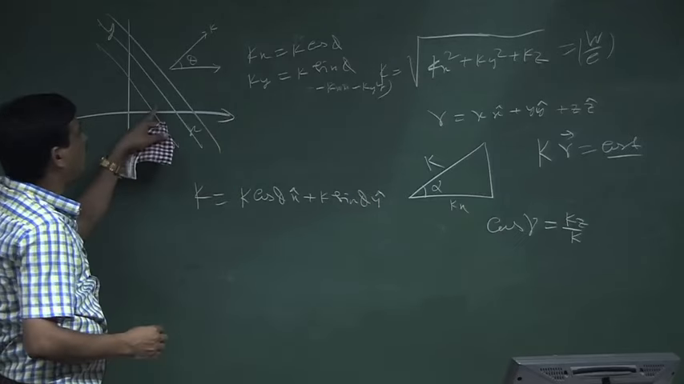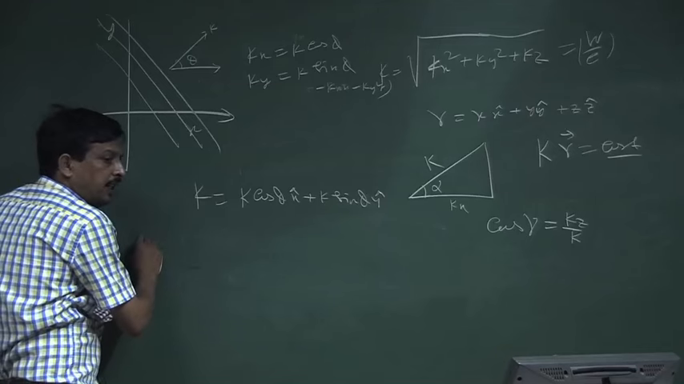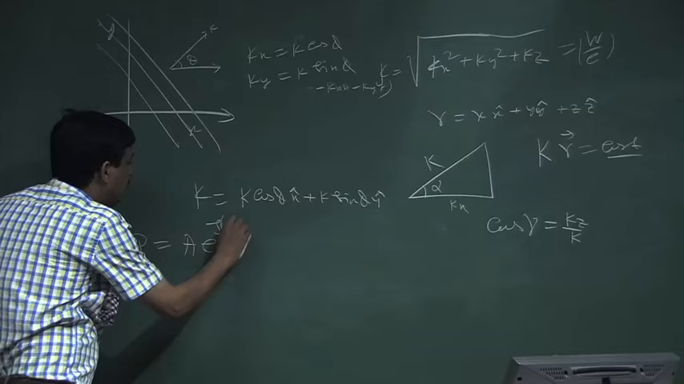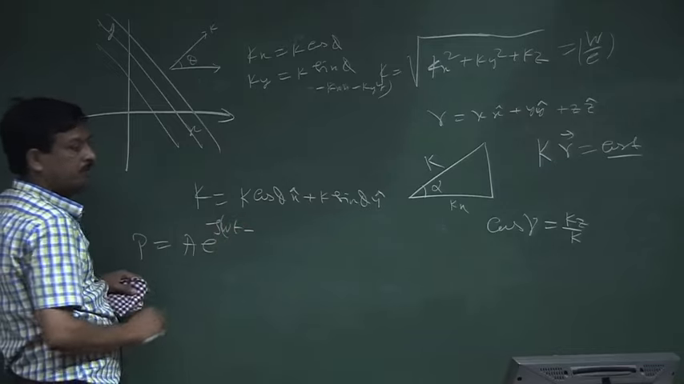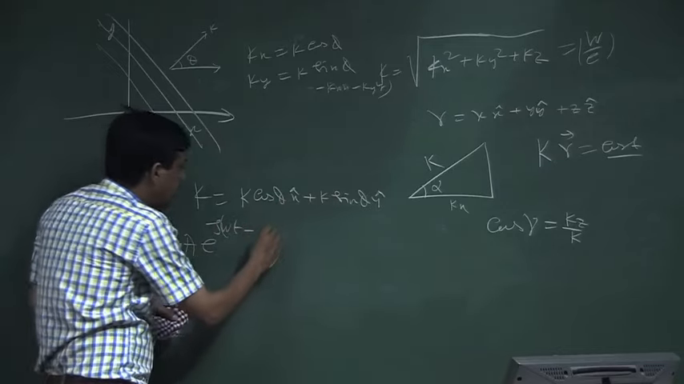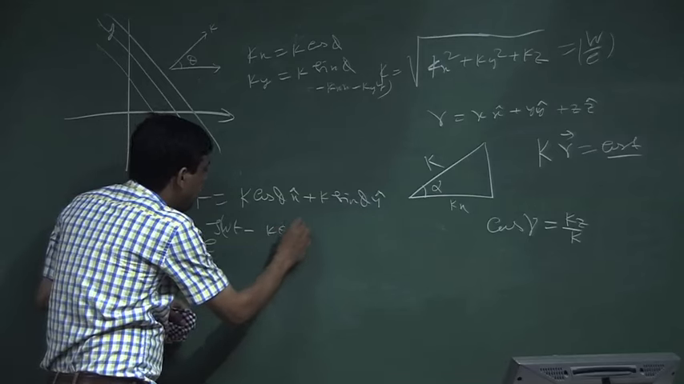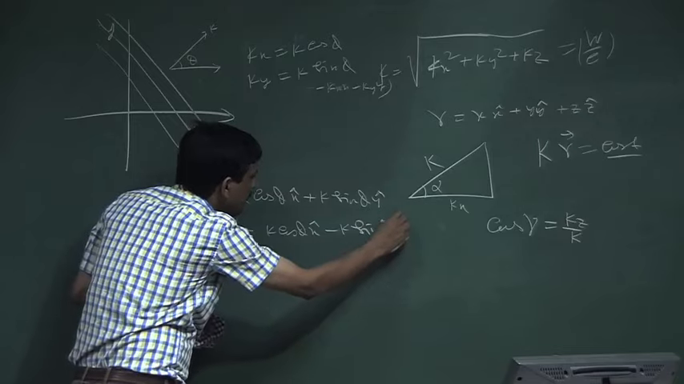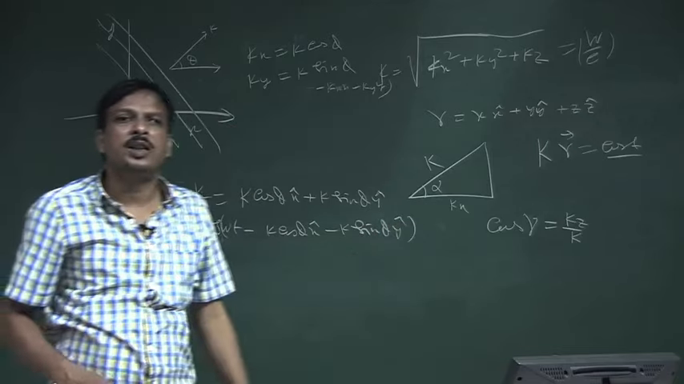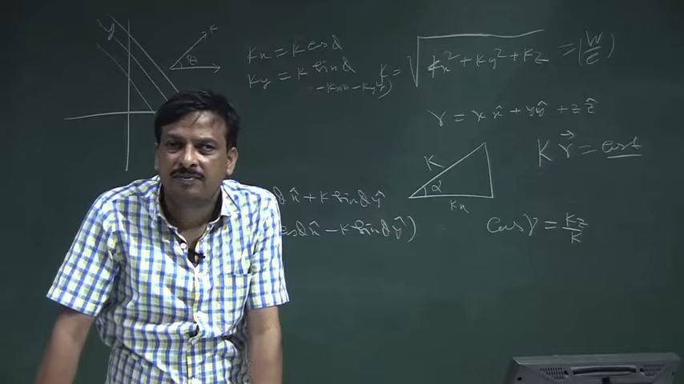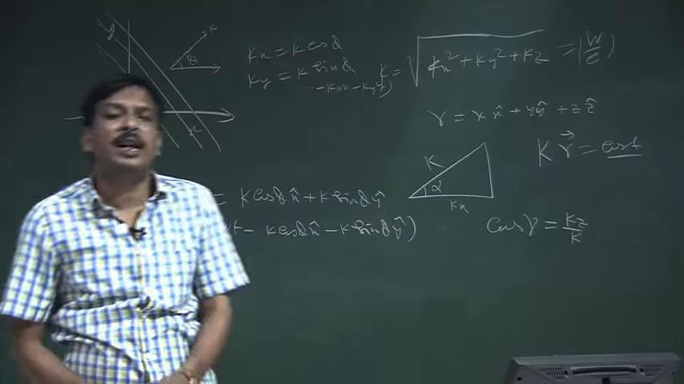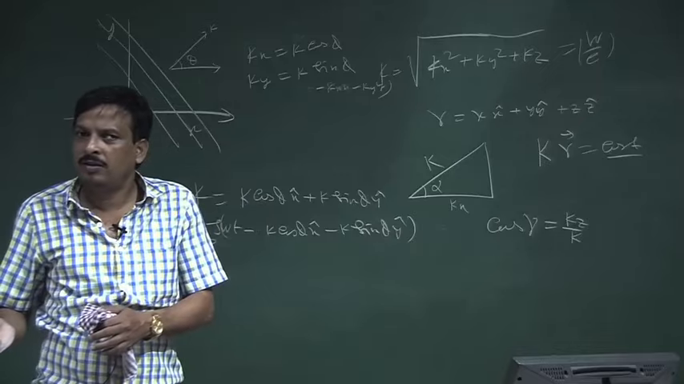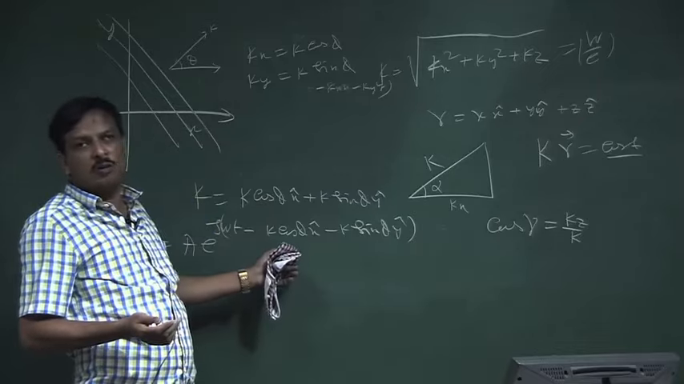So what is the equation of this plane wave? It is nothing but p is equal to A e to the power j omega t minus k cos phi x direction minus k sin phi y direction. So I get the equation of propagation. That way we can derive the plane wave propagation equation. It may be the xy plane, it may be the yz plane. In the case of the yz plane, x will not be there.